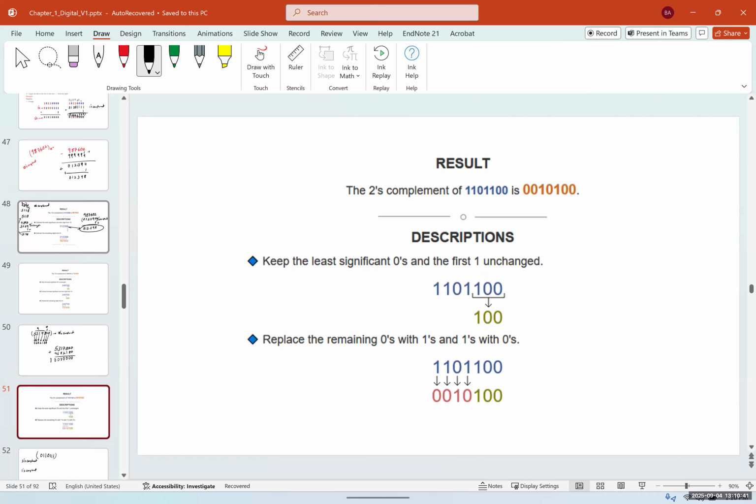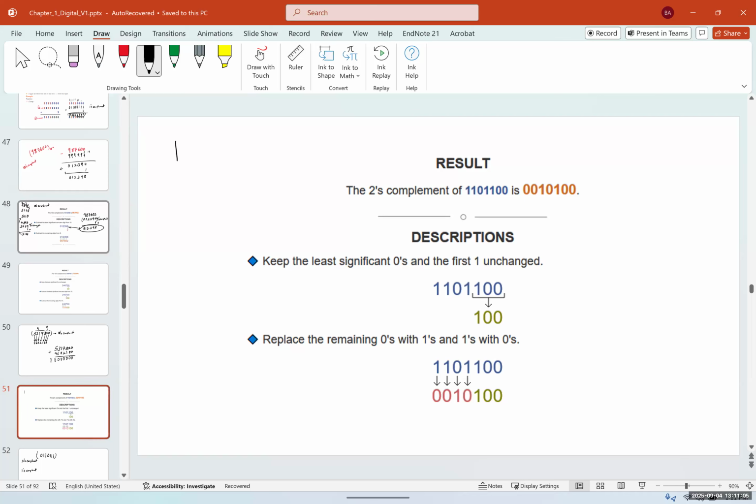For a binary number, we would keep the first zeros, the least significant zeros, and the first one, and everything else, we just change the zeros with ones and ones with zeros. So we would replace the zeros with ones and ones with zeros for everything else. Or in other words, we will find the ones complement for everything else.